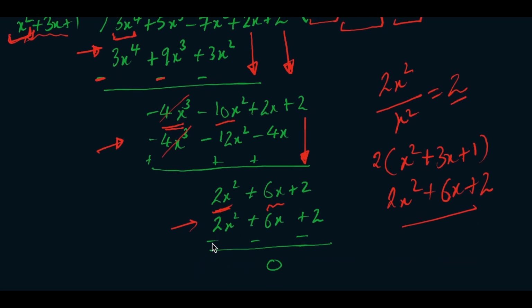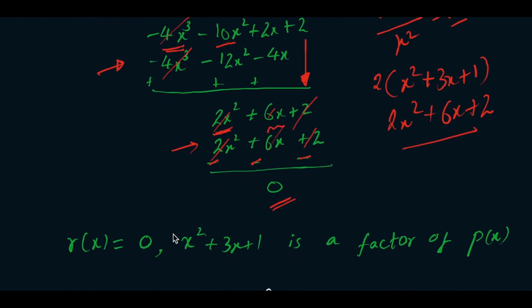So this is a plus sign, so it is a minus here. Similarly for plus we write minus, for plus we write minus. This thing cancels out and gives us r of x equals to 0. Now since r of x is equal to 0, this thing x square plus 3x plus 1 is a factor of p of x.